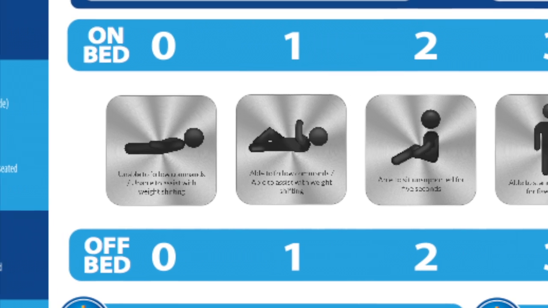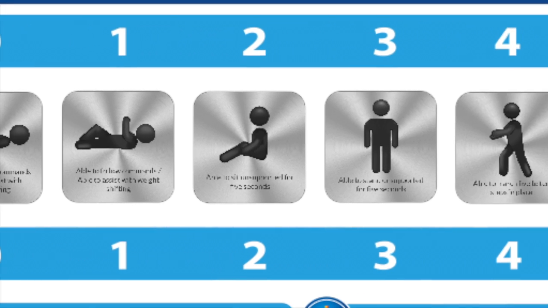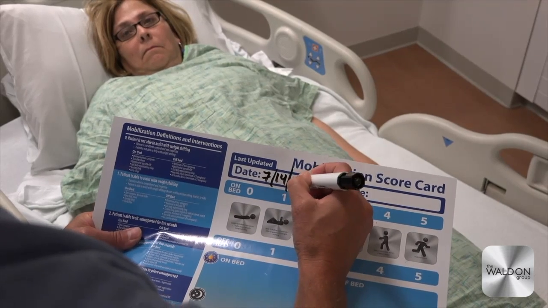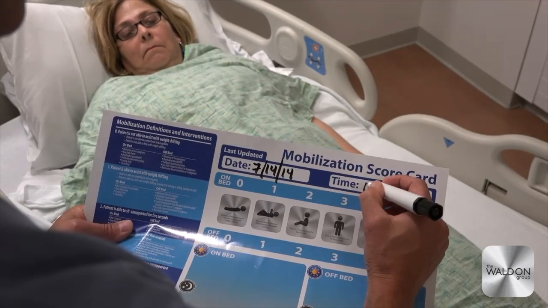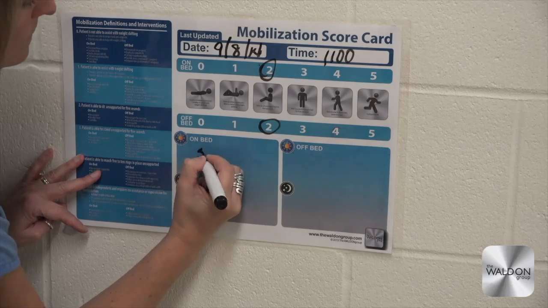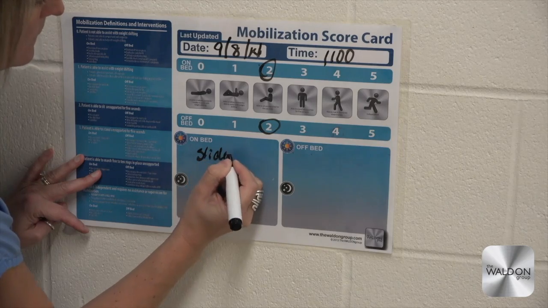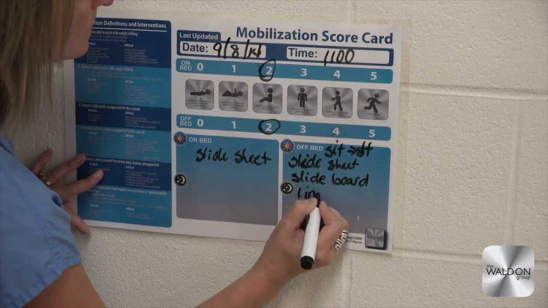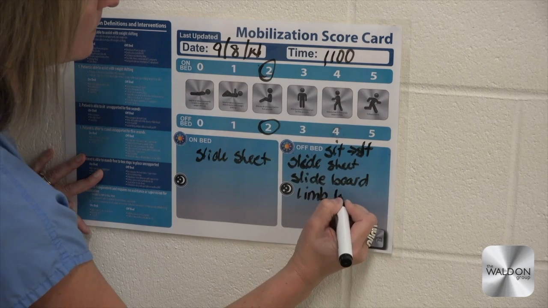Remember, occasionally the patient may not be scored at the same level for both on-bed and off-bed transfers. Once scored, the caregiver will communicate the patient's mobilization needs, procedures, and any assistive devices or tools that might be required to aid in safe mobilization.